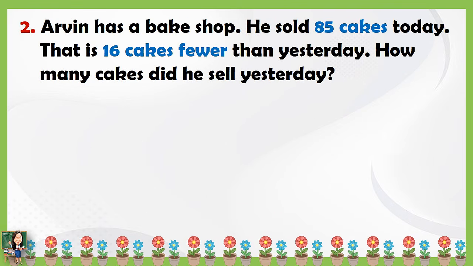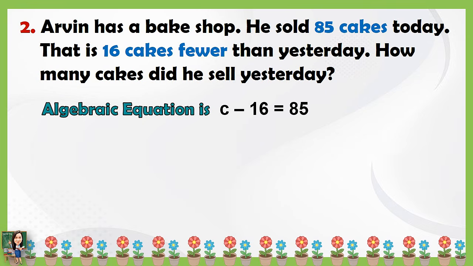Number 2. Arvin has a bake shop. He sold 85 cakes today. That is 16 cakes fewer than yesterday. How many cakes did he sell yesterday? The algebraic equation is C representing cakes minus 16 equals 85.